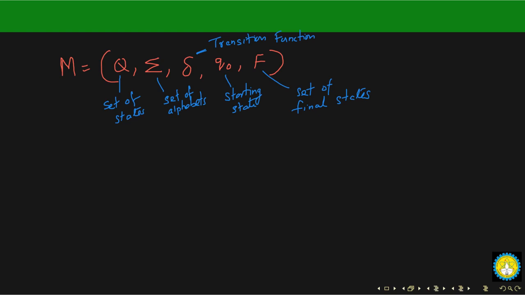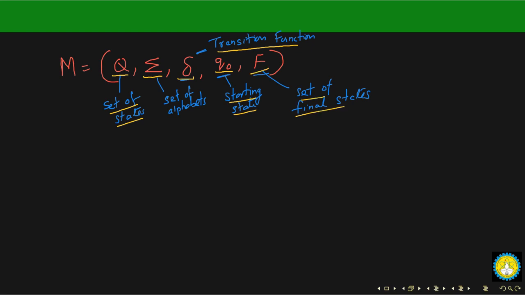So the mathematical definition of a DFA is expressed as M equal to a 5-tuple. The first element is Q, that stands for the set of states. Then we have the alphabet set, which is represented by sigma, and then we have the transition function, which is represented by the symbol delta. Then we have Q0. Q0 stands for the starting state, and F stands for the set of final states.